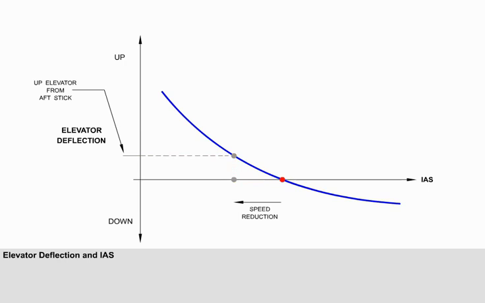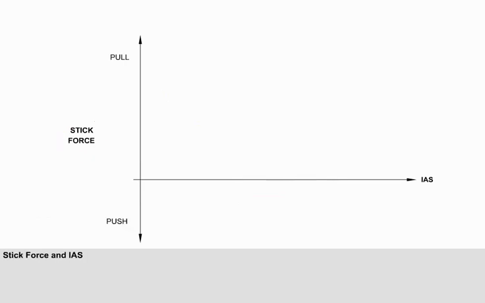Reset the graph. While maintaining level flight, as the indicated airspeed is increased, the elevator must be moved down. This requires the pitch control in the cockpit to be moved forward. Please note that the vertical axis now represents stick force. In addition to stick position stability, all aircraft must have stick force stability. This means that a push force must be required when indicated airspeed is increased, and a pull force must be required when indicated airspeed is decreased.